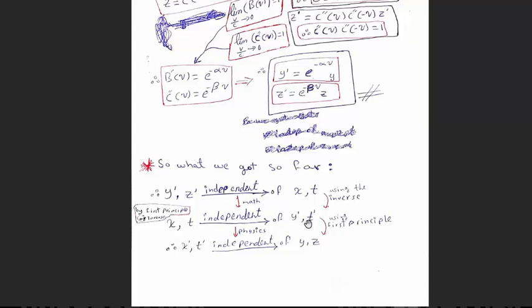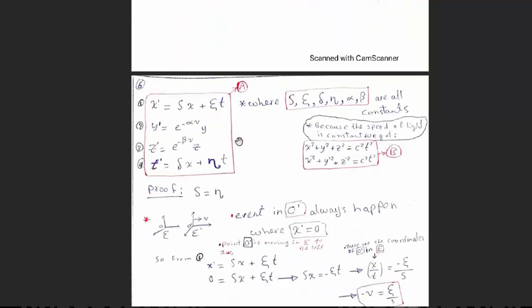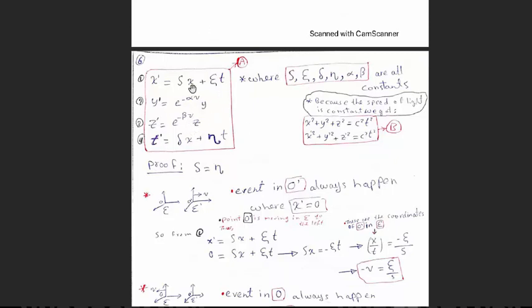So this is just an error. It should be y dash and z dash, not t dash. This should be z dash. So this is our equation right now.